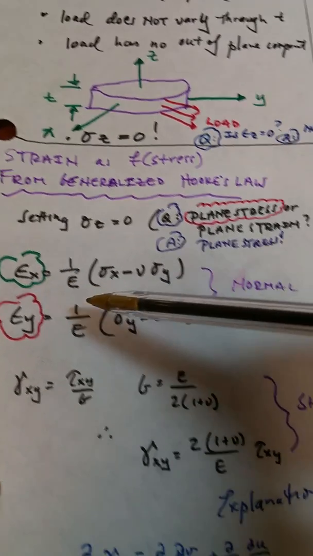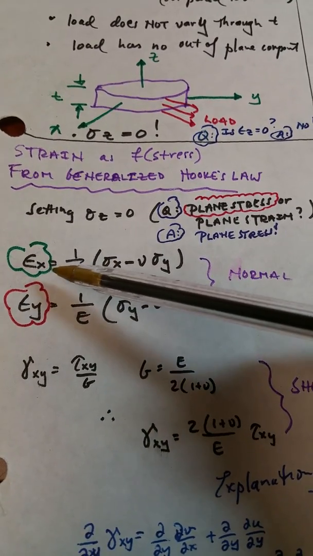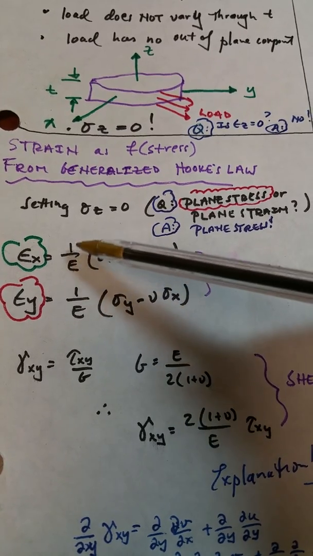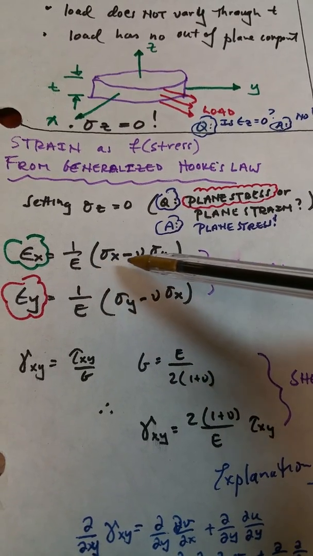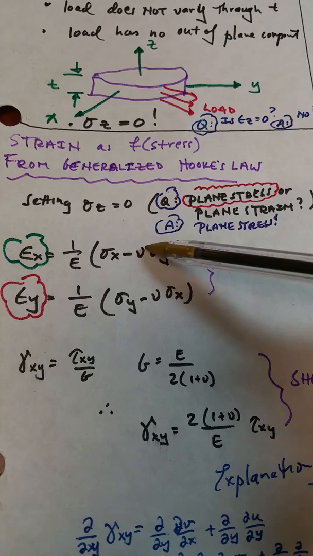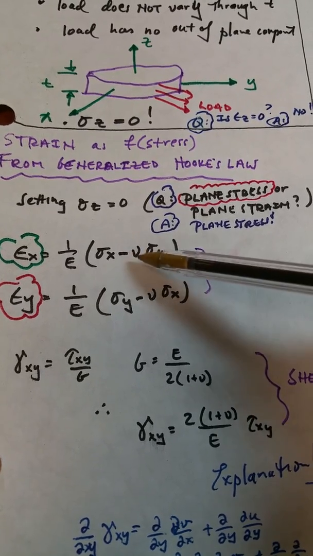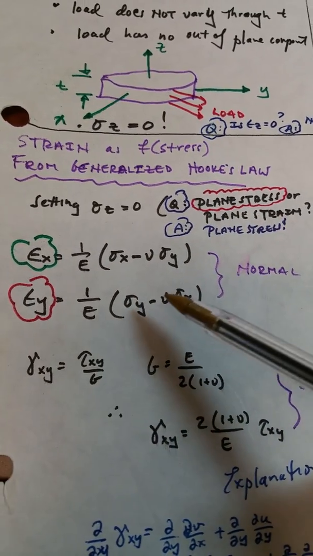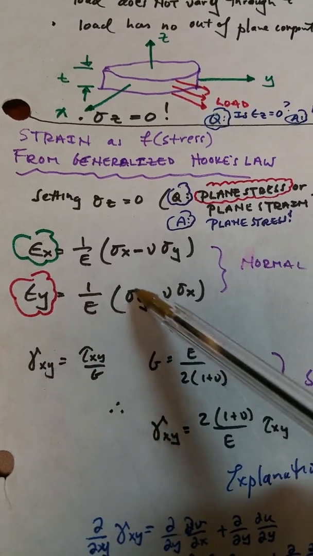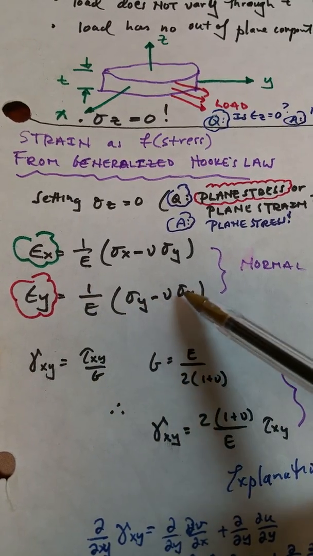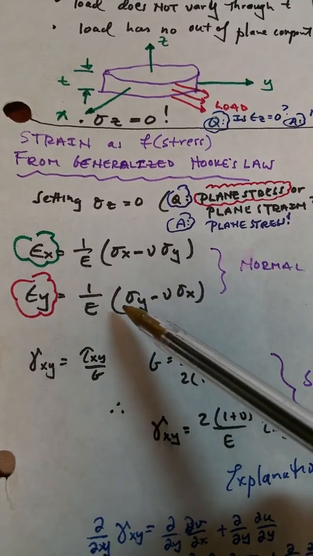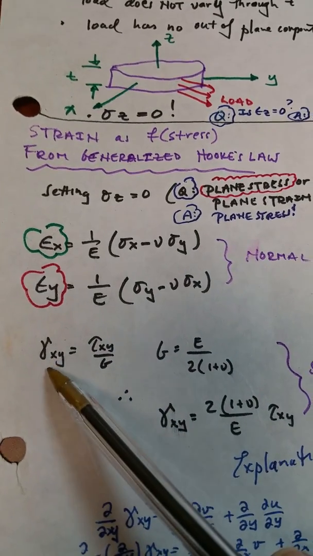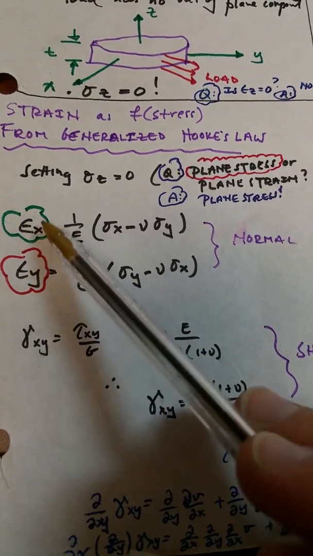Then we take our generalized Hooke's law, and the normal strains now are expressed as 1 over E times sigma x minus nu sigma y. Some of you are still struggling with this Greek letter nu. That's a nu, that's not a v. And epsilon y has the Poisson effect on sigma x. So those two are normal strains.